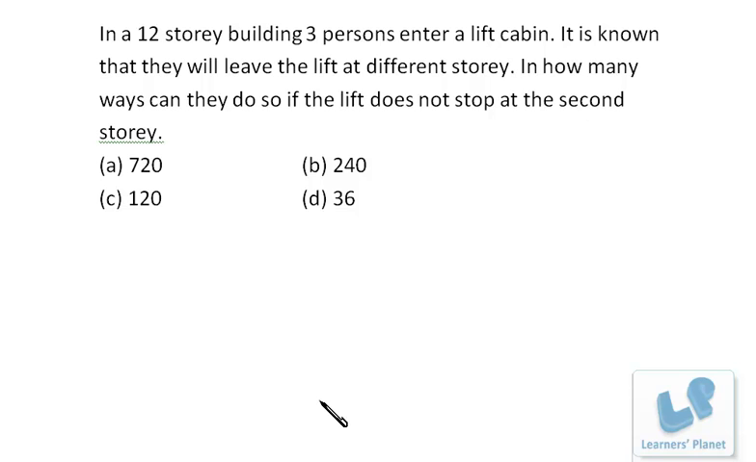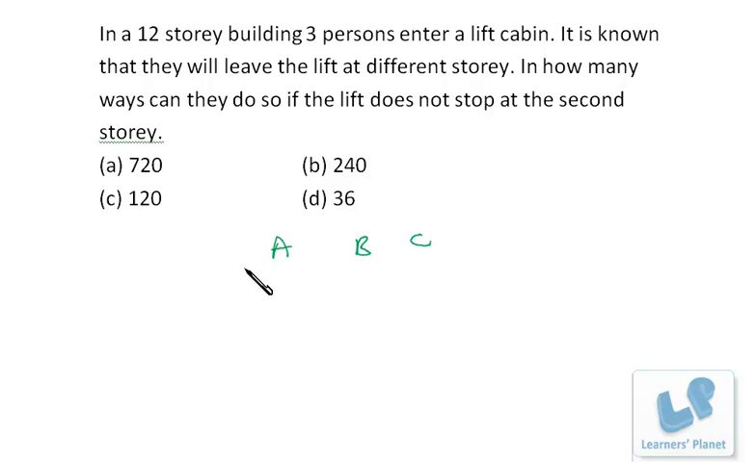Now friends, let's take this question. In a 12-story building, 3 persons enter a lift cabin. It is known that they will leave the lift at a different story. In how many ways can they do so if the lift doesn't stop at the second floor, second story? That means 3 persons are there, a 12-story building is there, and from any of the floors they have entered the lift cabin, right? So suppose the 3 persons are A, B, C.